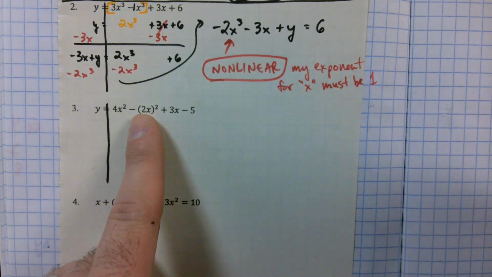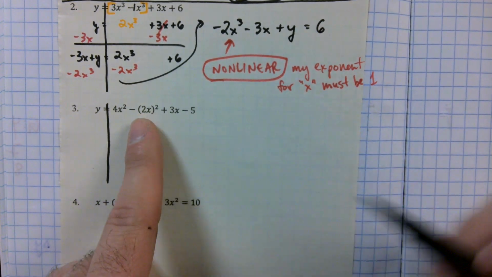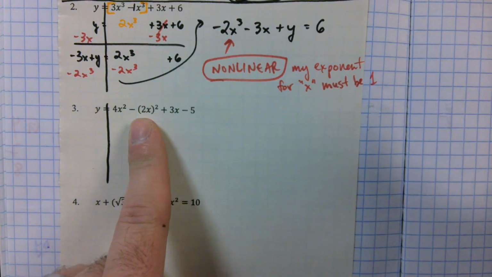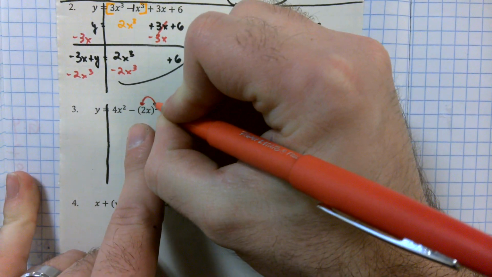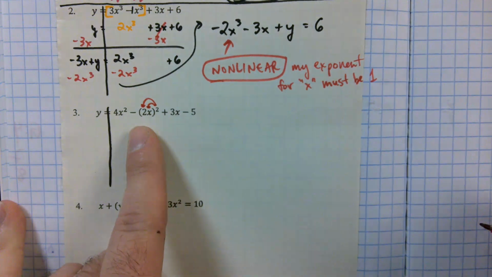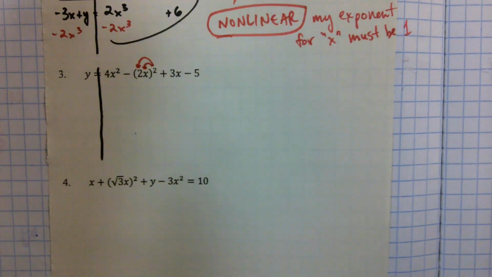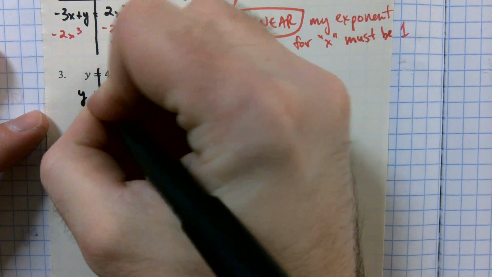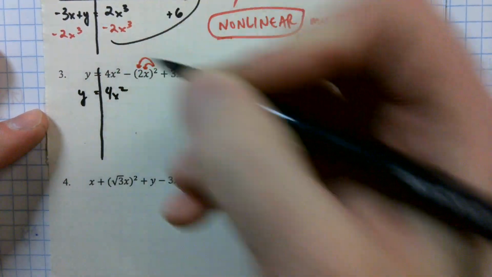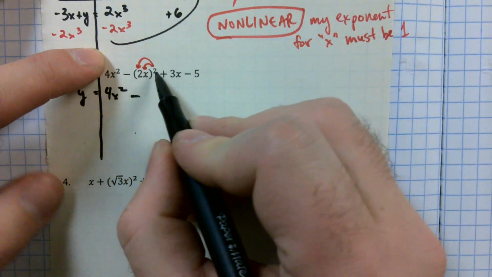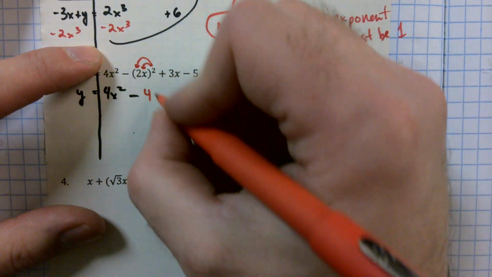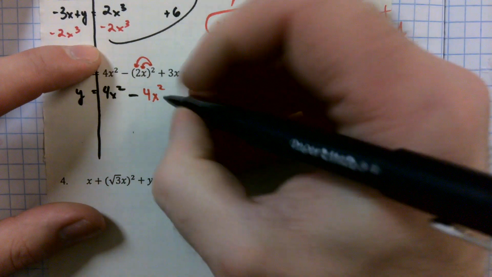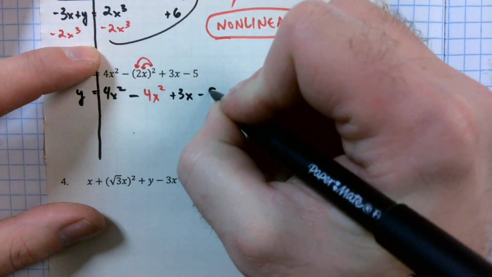Let's work this out. Gurpreet said she noticed parentheses. What can I do with those parentheses? Distribute the 2. I'm going to distribute it to the 2, and I'm going to distribute it to the x. So what do we have? We have y equals 4x squared minus, what's 2 squared? 4, and what's x squared? x squared, plus 3x minus 5.